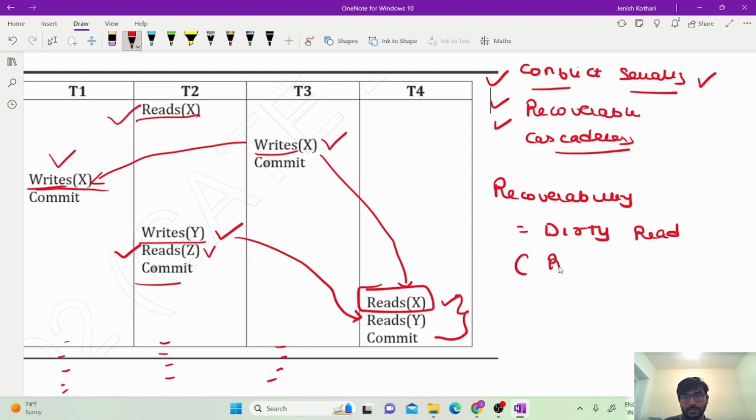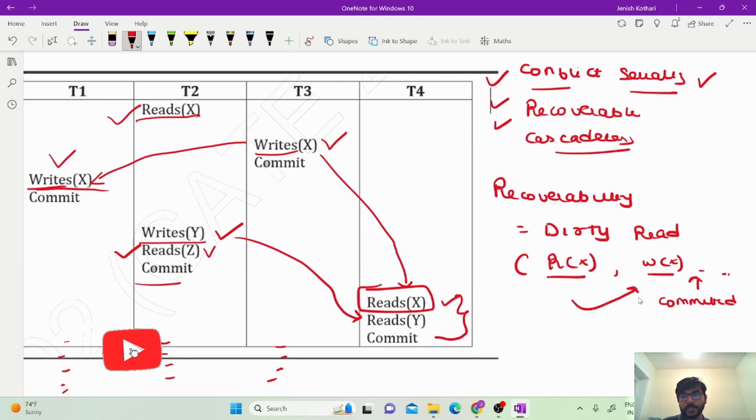If some transaction is reading a value from some other transaction which wrote the value and is still going on, I mean it has not yet committed. So reading values from an uncommitted transaction is called dirty read. So if there is a dirty read, then my schedule is definitely going to be non-recoverable.